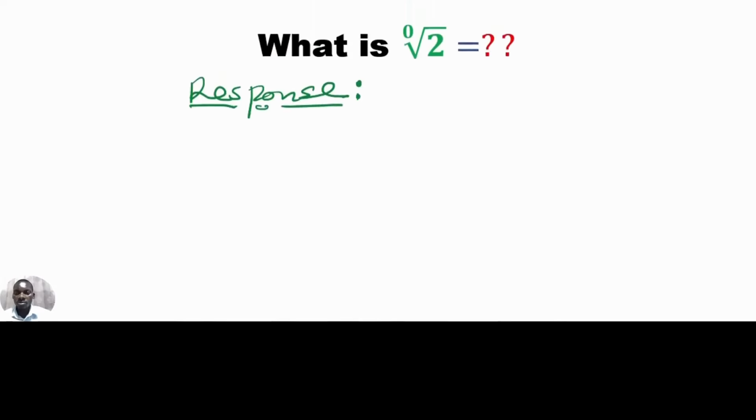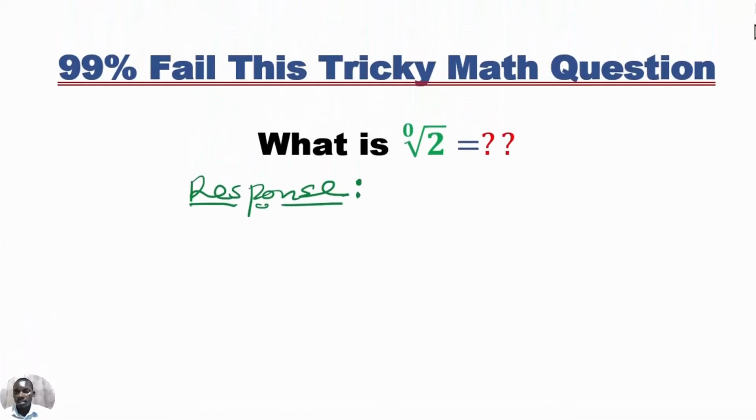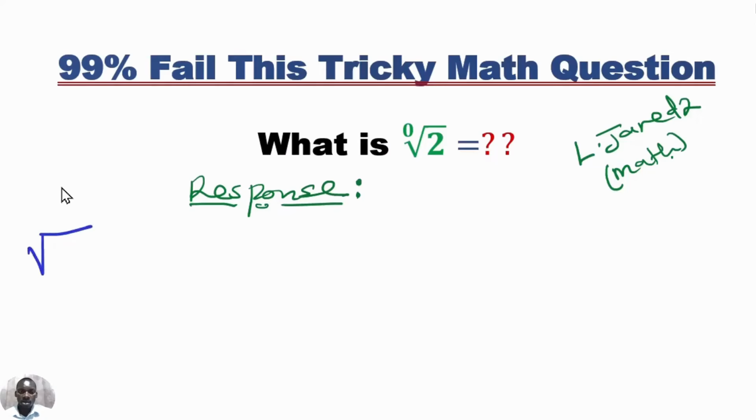Tonight I brought you this math trick. It is a question asking us what is the value of the expression here, and we have the question marks. So please endeavor to watch up to the end so that you understand it very well. The question is simply the way it is.